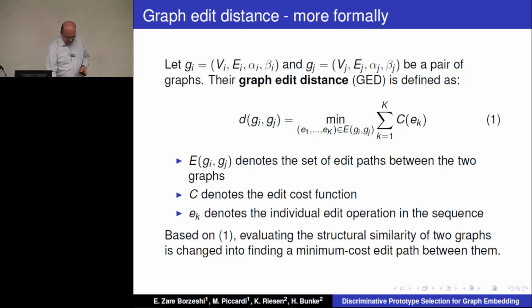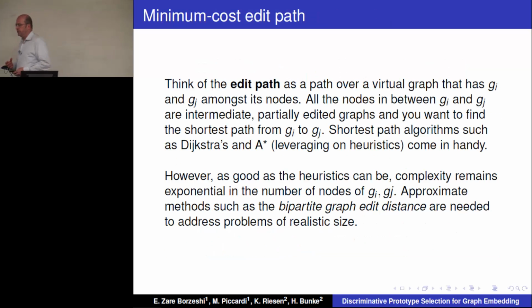Now, I'm trying to explain that this idea of the edit path can be seen like a virtual graph over the two graphs, let's say G1 and G2. Instead of thinking of G1 and G2 just as graphs, think of them as nodes of a much bigger virtual graph. And in between G1 and G2, as intermediate nodes, are all the partially edited graphs that move from G1 to G2. In each edge of this virtual graph, you have a cost, which is the cost of the edit operation that partially edits the graph until you move from G1 to G2.